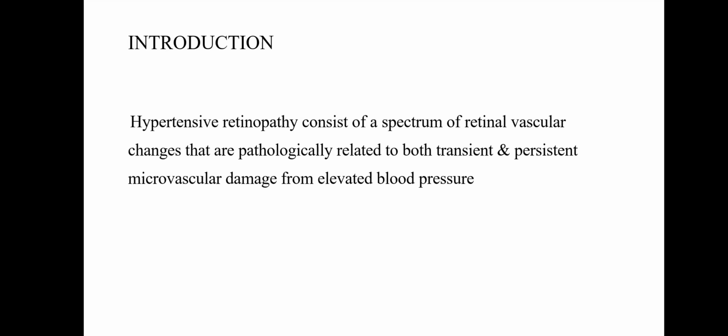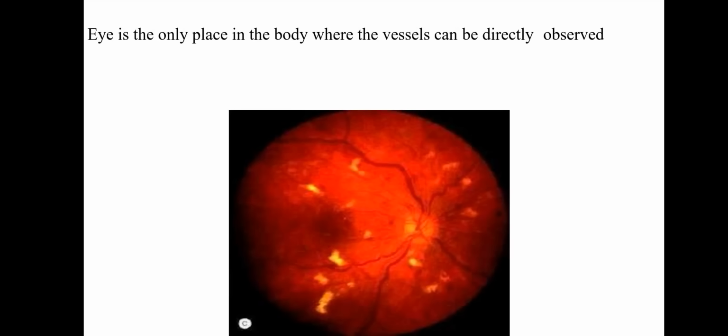Introduction. Hypertensive retinopathy consists of a spectrum of retinal vascular changes that are pathologically related to both transient and persistent microvascular damage from elevated blood pressure. The eye is the only place in the body where the vessels can be directly observed.